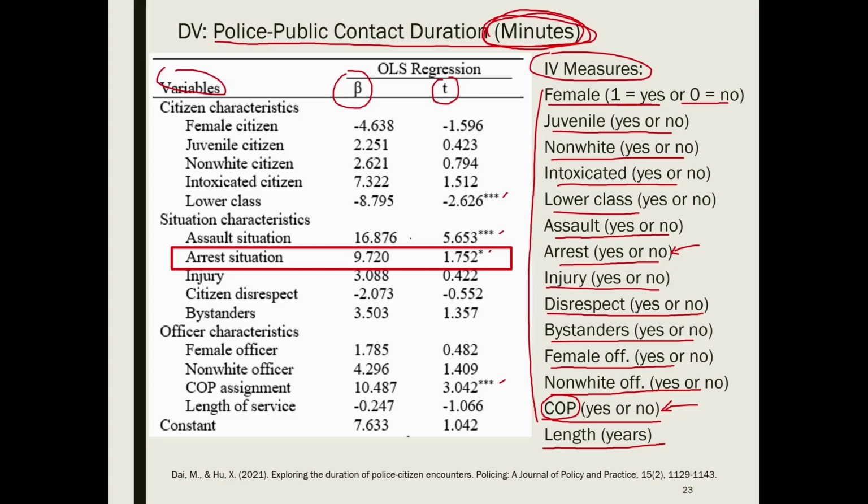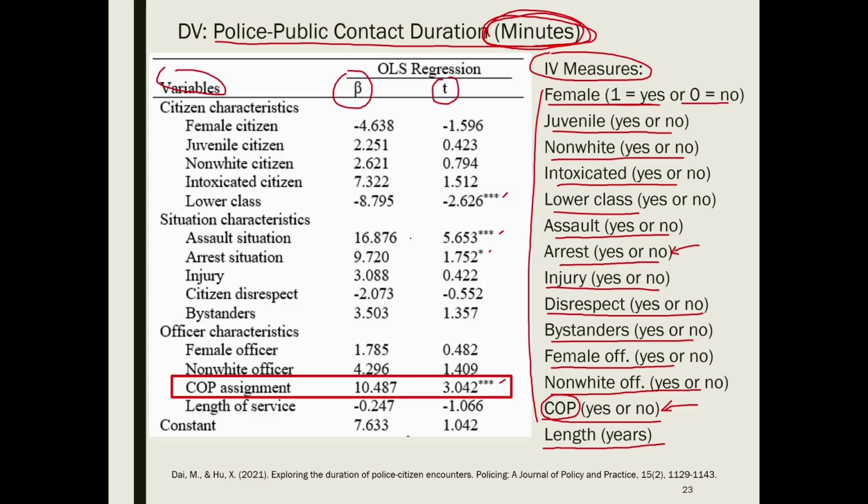Okay, so again, in the officer characteristics, there is community policing involved. When the officer has been assigned a community-oriented policing job, or they have been trained in community-oriented policing, then they tend to spend more time in the police public contact. How much more time? They probably spend 10 minutes more when controlling other variables.